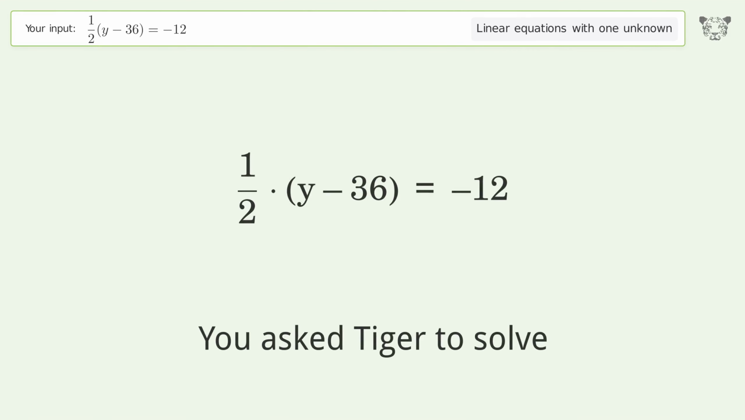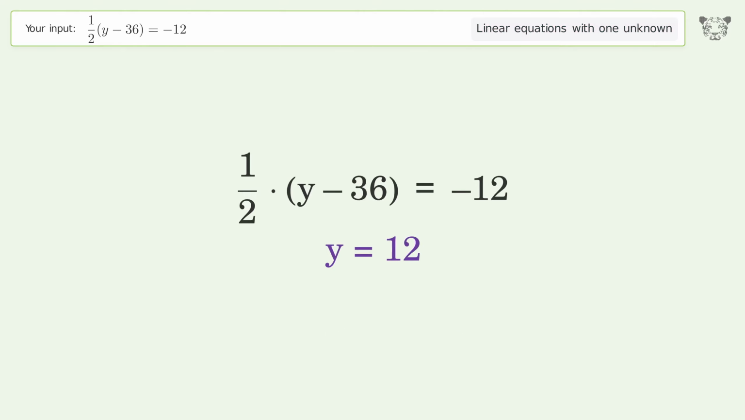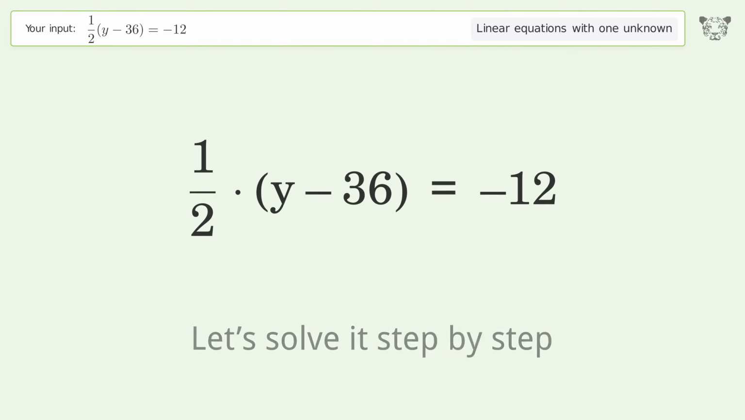You ask Tiger to solve this. This deals with linear equations with one unknown. The final result is y equals 12. Let's solve it step by step.